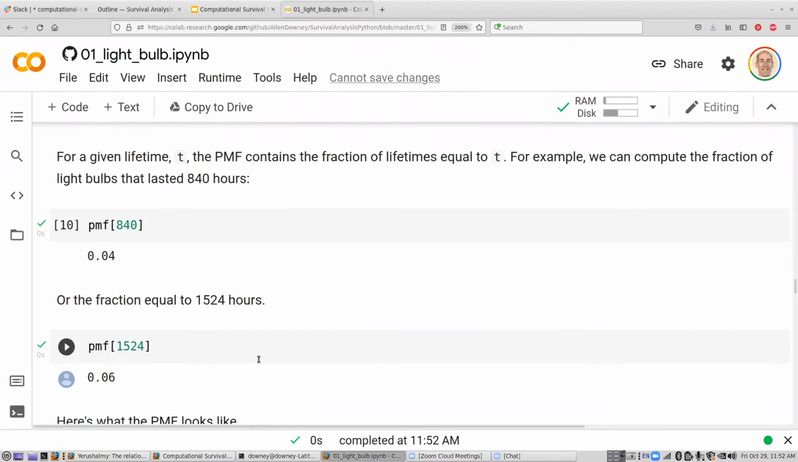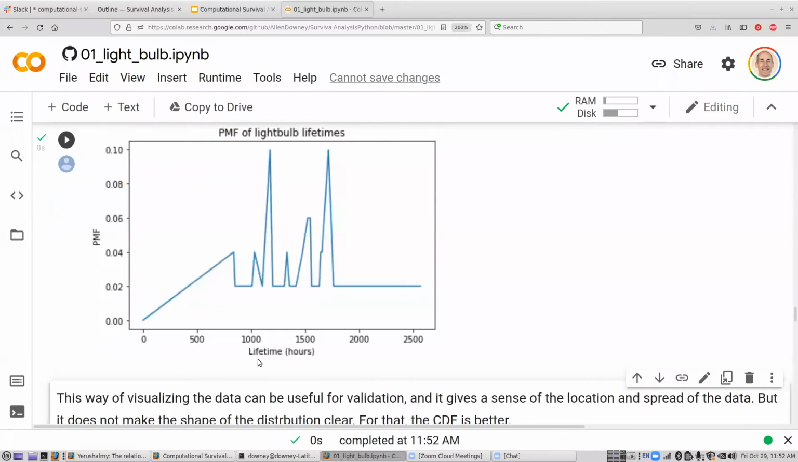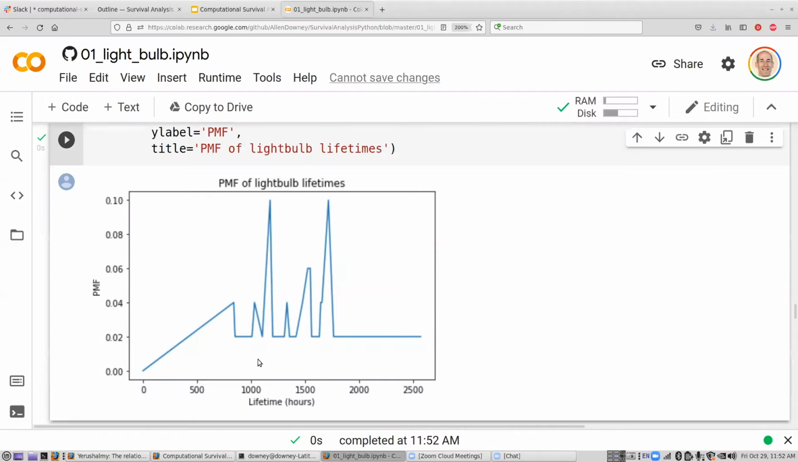Okay. I have a couple of functions here that I'm going to use to display results. I have a function called decorate that's just a convenient way to put labels on the axes. The details of that are not super important, but this is a way to visualize what the PMF looks like. It's just taking the data from that Pandas series and plotting it as a line plot.